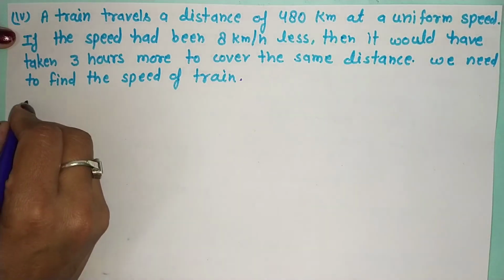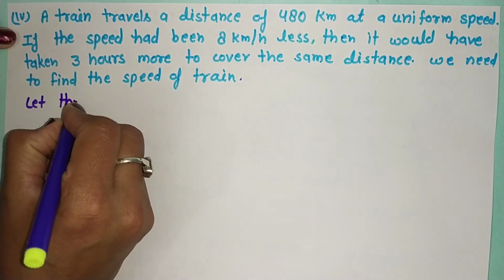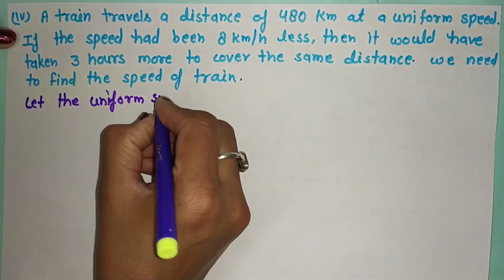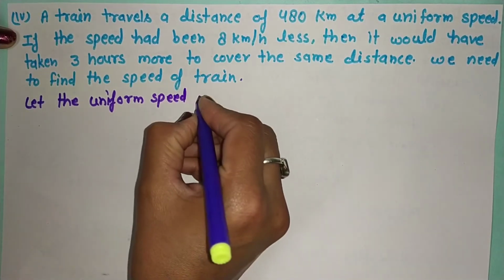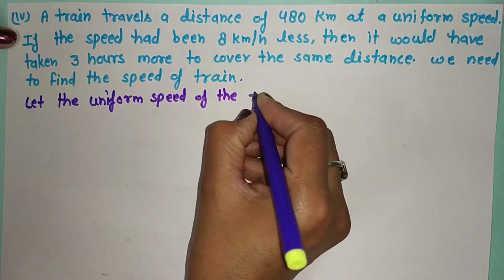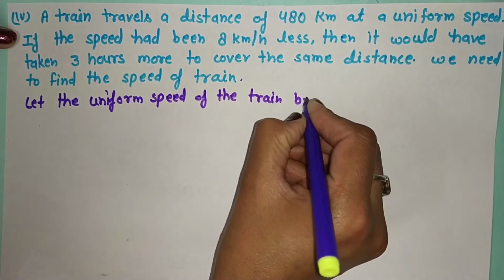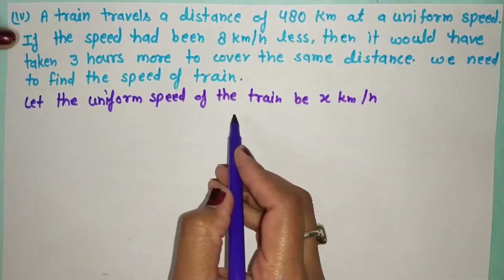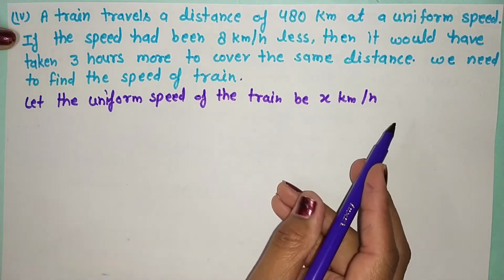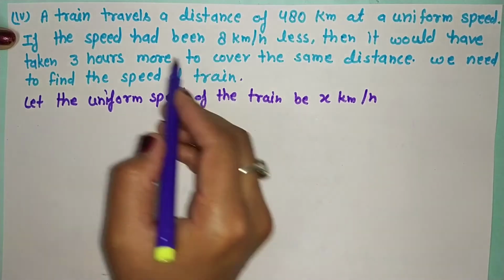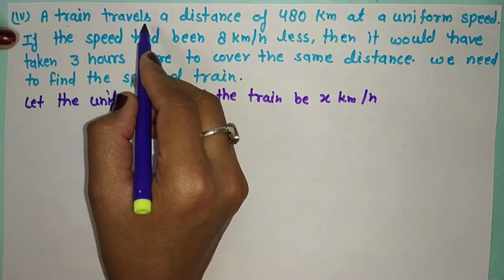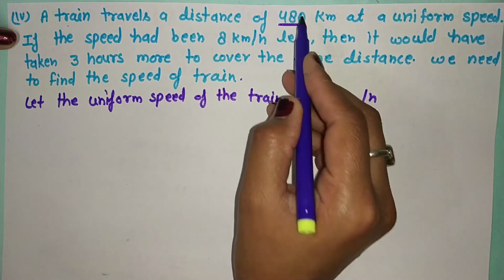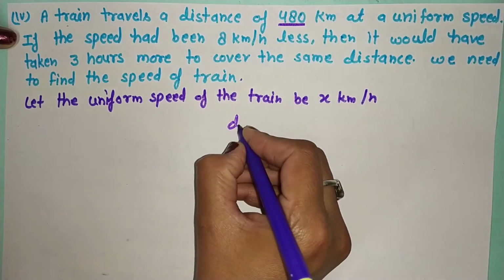Let the uniform speed of the train be x kilometer per hour. Let the uniform speed of the train be x kilometer per hour, and the distance is given that the train travels a distance of 480 kilometers. That means the distance is 480 kilometers.